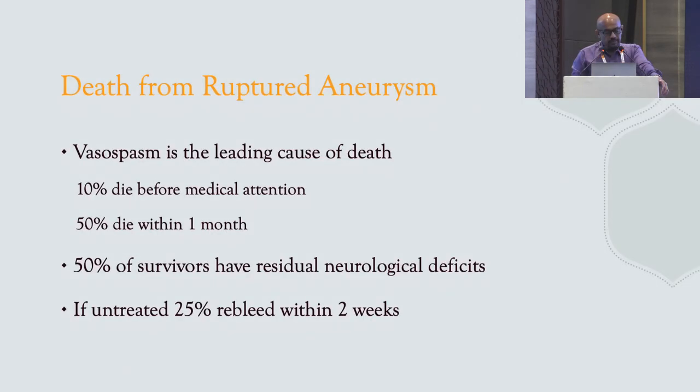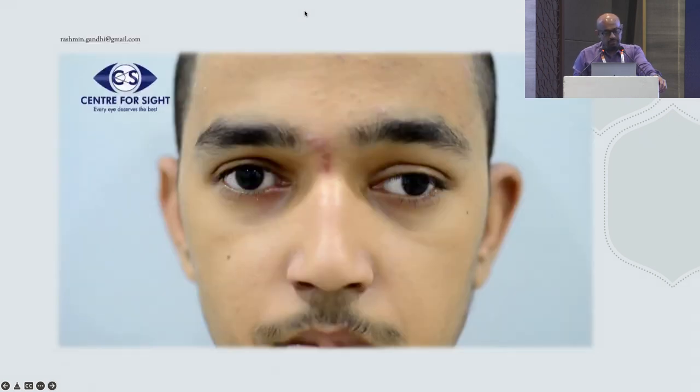The reason being 10% of these patients who have a third nerve palsy with pupil involvement can pass away if they have an aneurysm of the posterior communicating artery. 50% of them die within 1 month, and the rest, the survivors, would have permanent residual neurological deficits. So a third nerve palsy, a ptosis with a larger pupil on the same side, again a medical emergency, and these patients require angiography apart from CT or MRI scan.